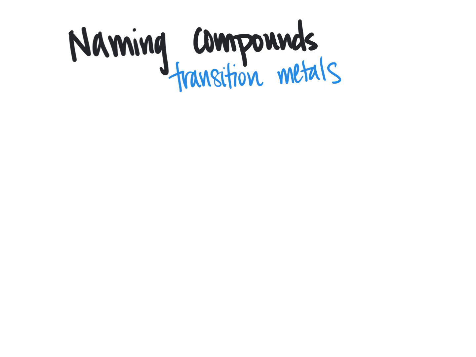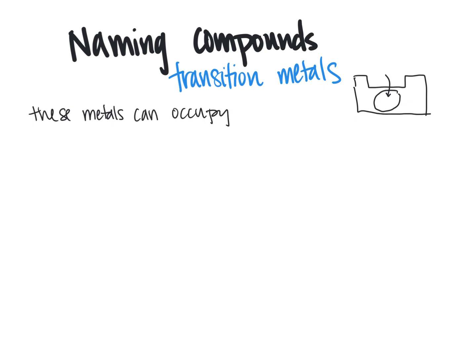So transition metals. The transition metals, when we look at our periodic table, are our friends right here. The transition metals can occupy multiple states. So what do I mean by that? Because saying they can occupy multiple states, do I mean that they could be like a solid and a liquid? Those are states. What I mean is they can have different charge states.